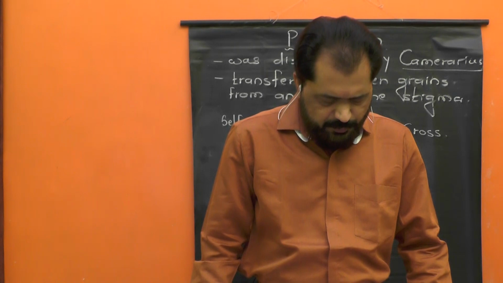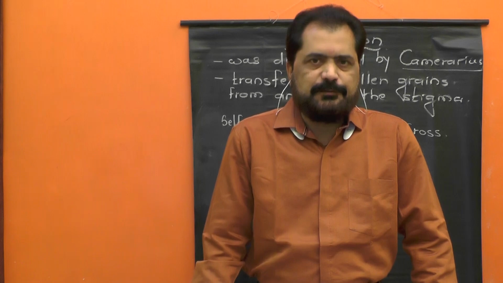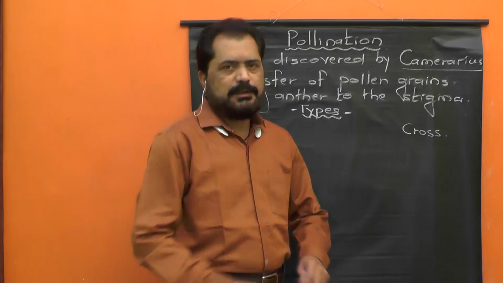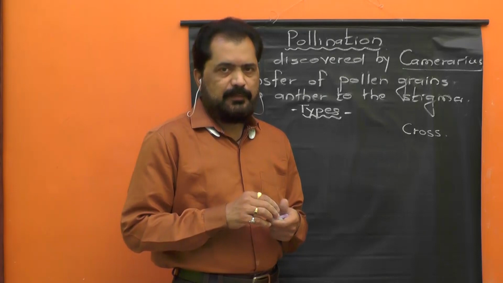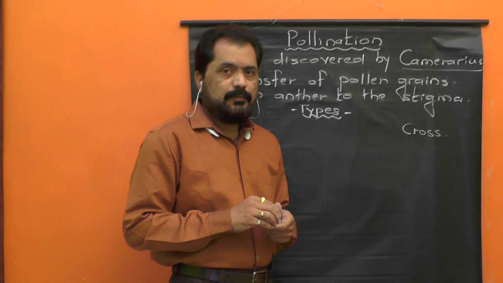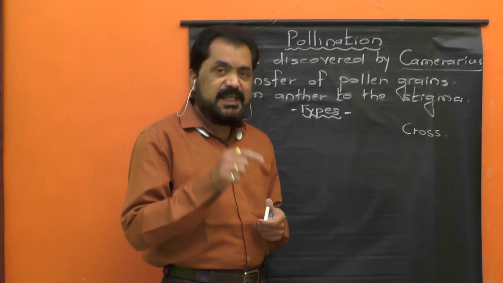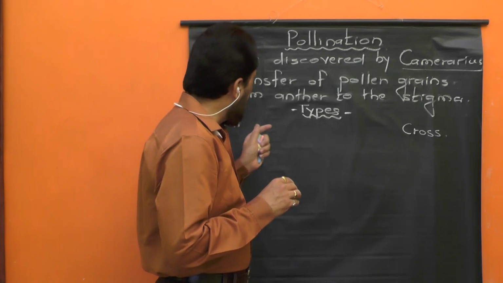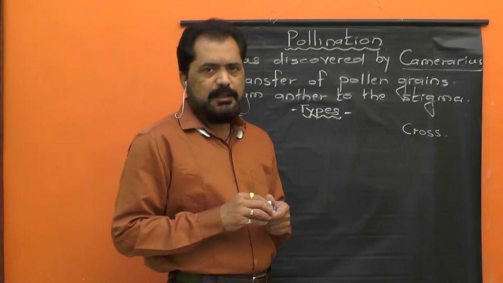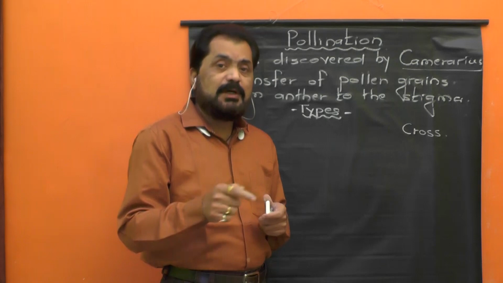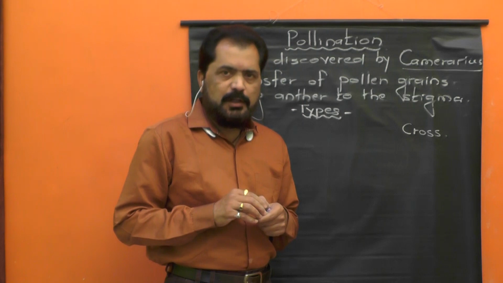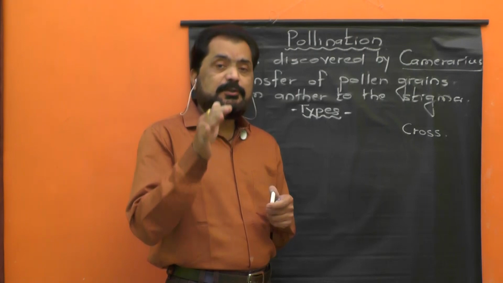First of all, we are going to discuss self-pollination. What is self-pollination? It is the transfer of pollen grain from anther to the stigma of the same flower, or to the stigma of another flower but of the same mother plant. I am going to repeat. Self-pollination is the process of transfer of pollen grain from anther to the stigma of the same flower or the stigma of another flower on the same mother plant. It means self-pollination involves either a single flower or two flowers, but those two flowers are of the same mother plant.